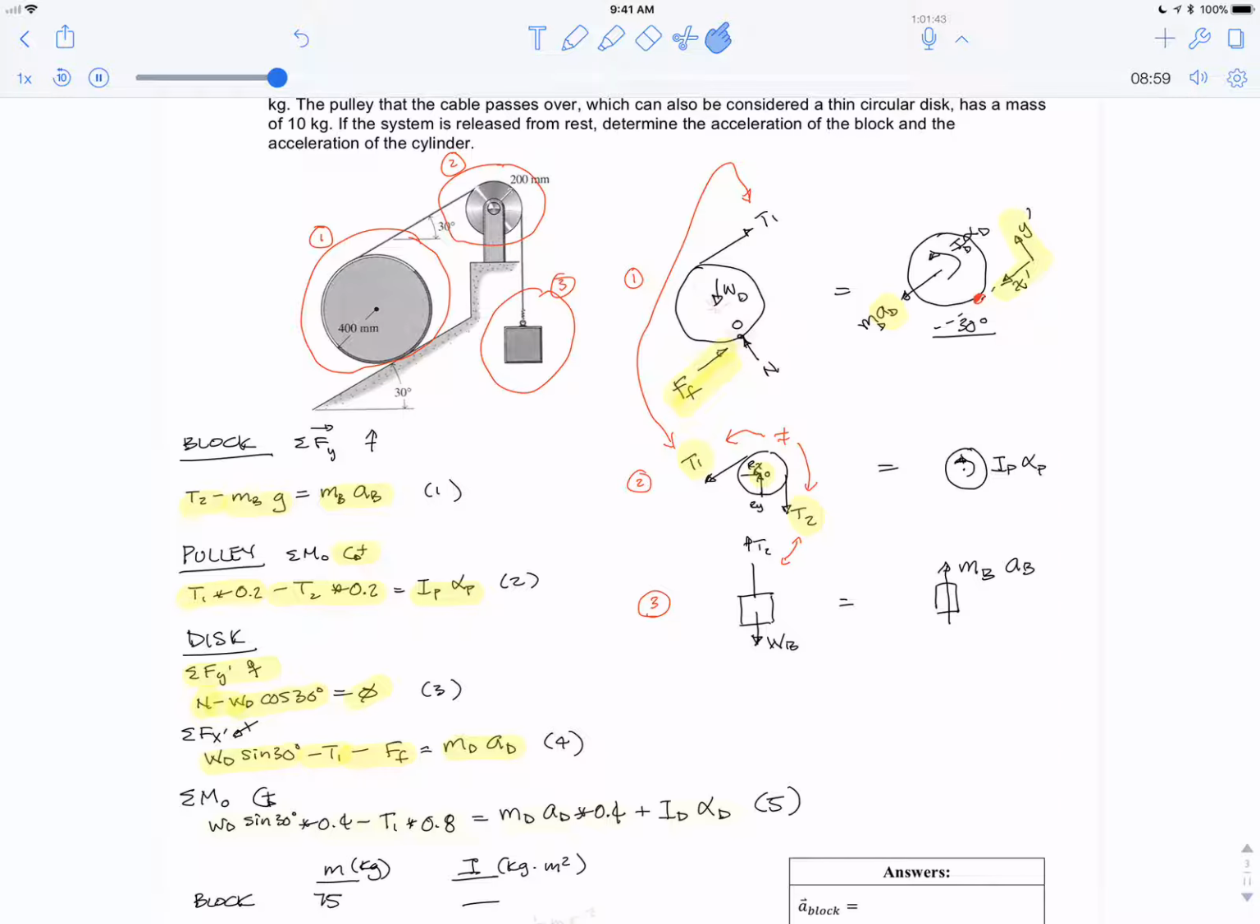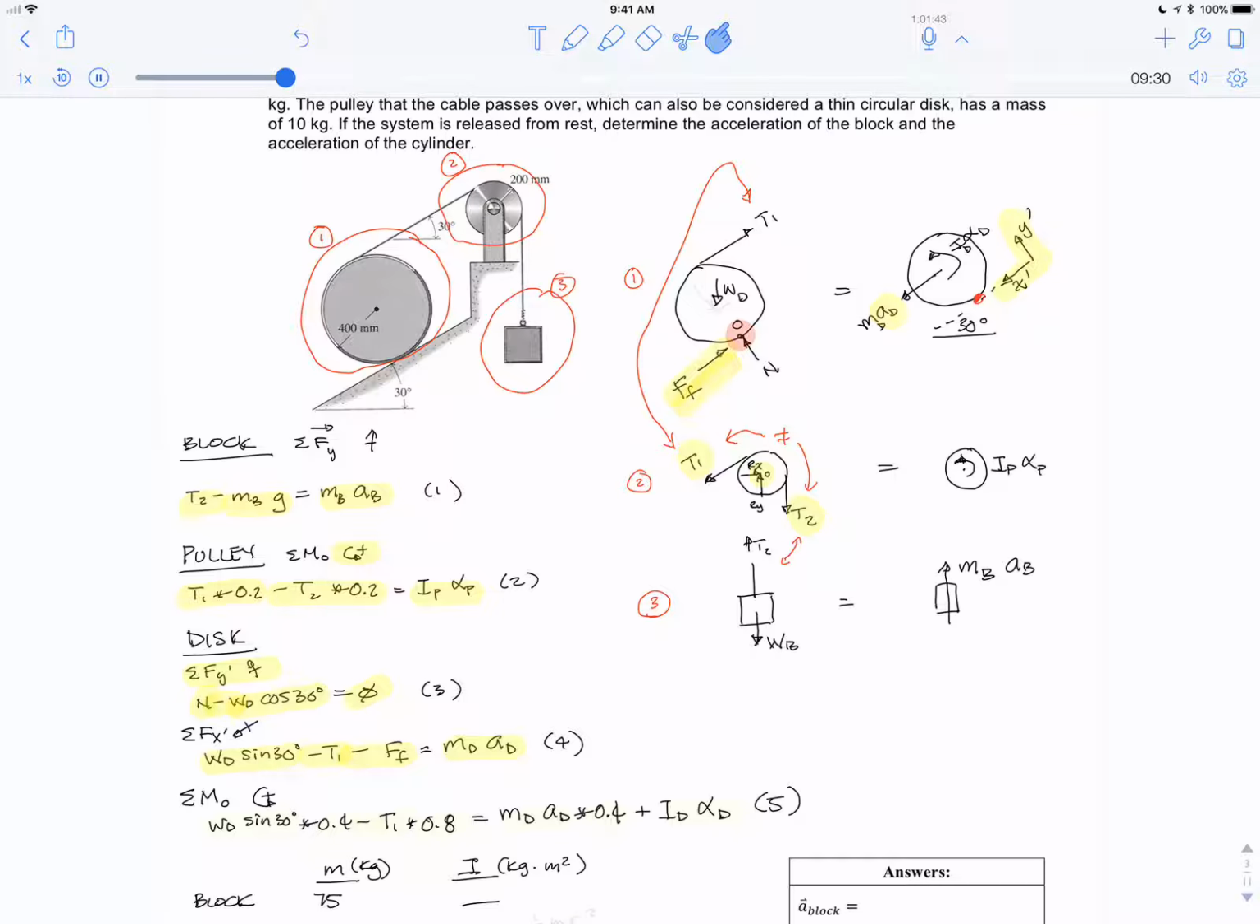So finally, we need to take the moments somewhere. One way is to take the moments about the center of the wheel, but then this friction force has a moment. So if you look at the free body diagram, I thought taking a moment about this point right here, where the normal and the friction forces meet, would be a good idea because then those two forces are eliminated from the moment equation.